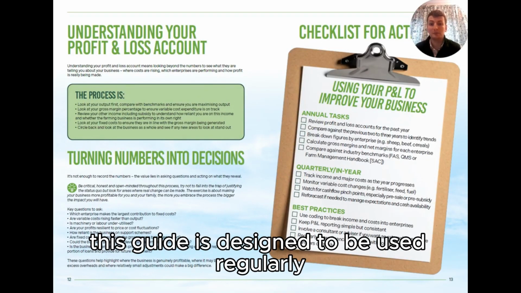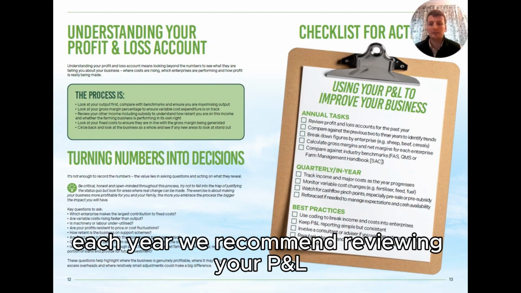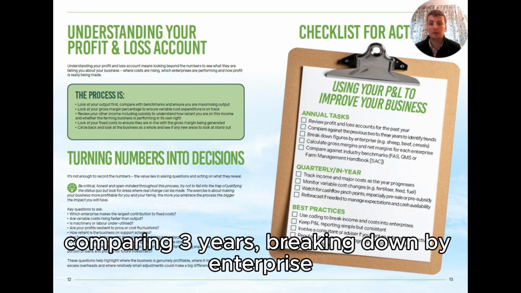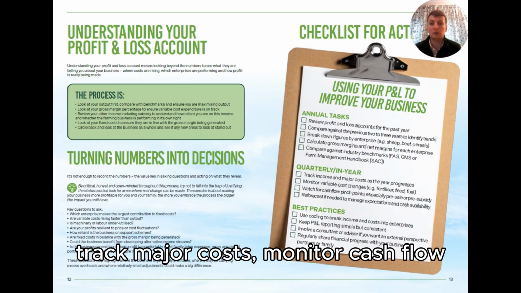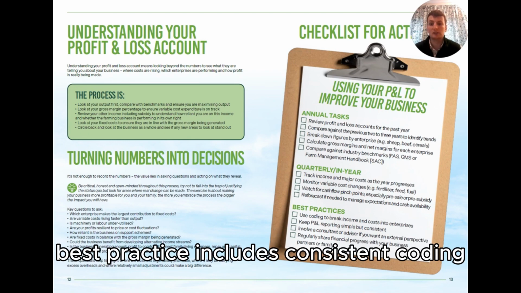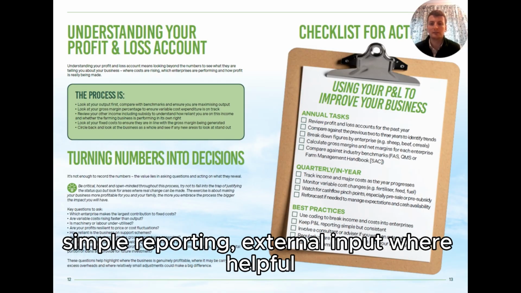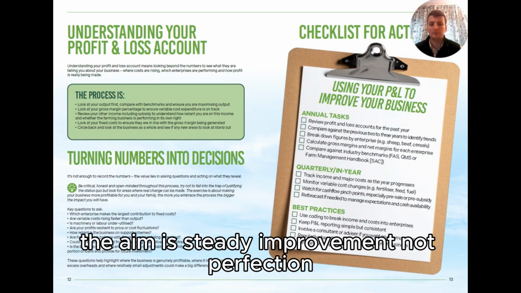This guide is designed to be used regularly, not once and forgotten. Each year we recommend reviewing your P&L, comparing 3 years, breaking down by enterprise, calculating margins and benchmarking. During the year, track major costs, monitor cash flow, watch for pressure points and reforecast if required. Best practice includes consistent coding, simple reporting, external input where helpful, and sharing figures with business partners. The aim is steady improvement, not perfection.